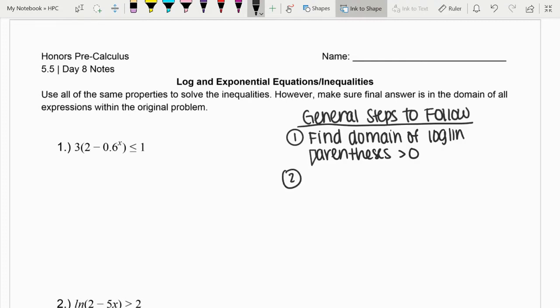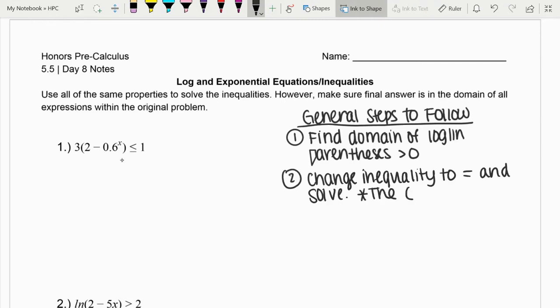Our second step is going to be to change the inequality to an equal sign and solve. Okay, and then the parentheses stays on the side it starts when changing from log to exponential form.